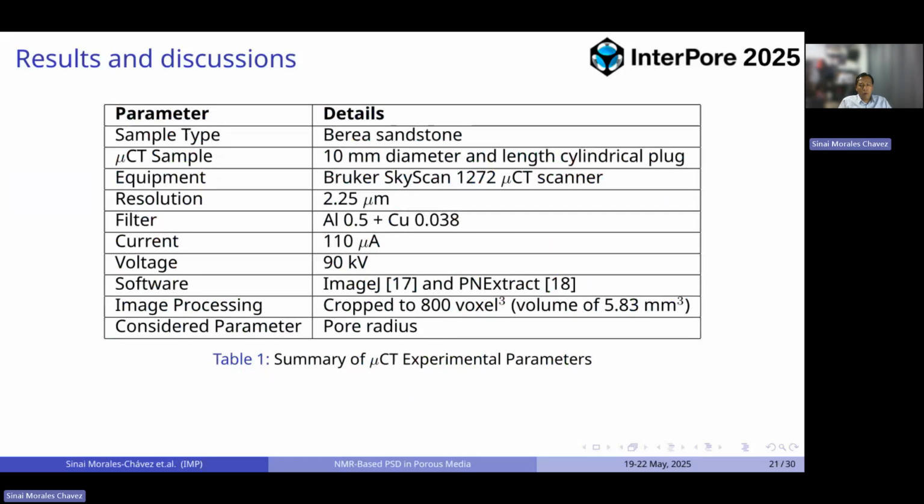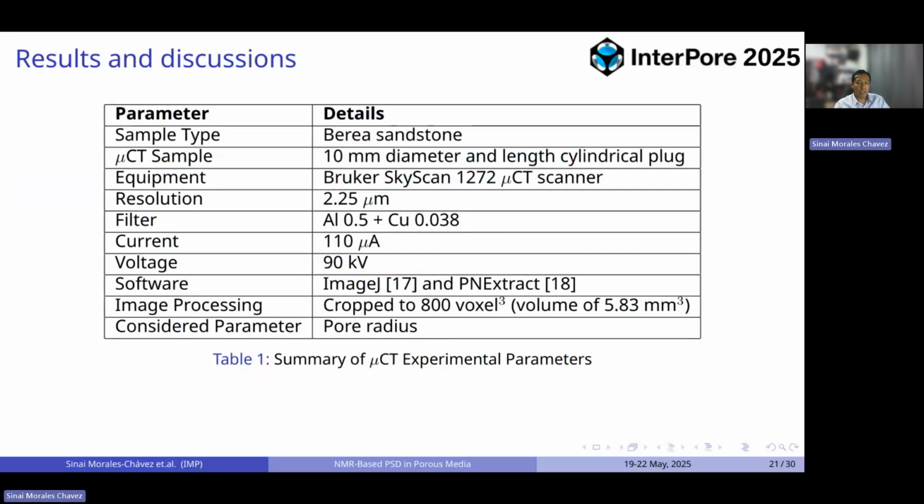After validating the model with synthetic data, we proceed to test our approach using real experimental data from various sandstone. The studied porous rock is commonly used as a benchmark in petrophysical research. The micro-CT scans were performed on a 10 millimeter cylindrical plug using 2.25 micrometers of resolution. From the segmented 3D volume, analyzing over a cropped region of 800 voxels, we extracted the pore networks and used the pore radius as the main parameter for comparison with NMR.